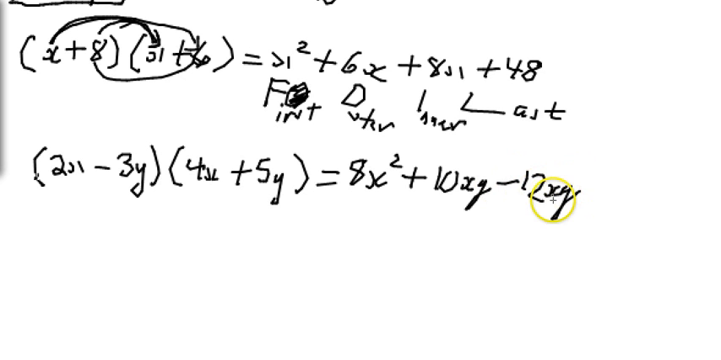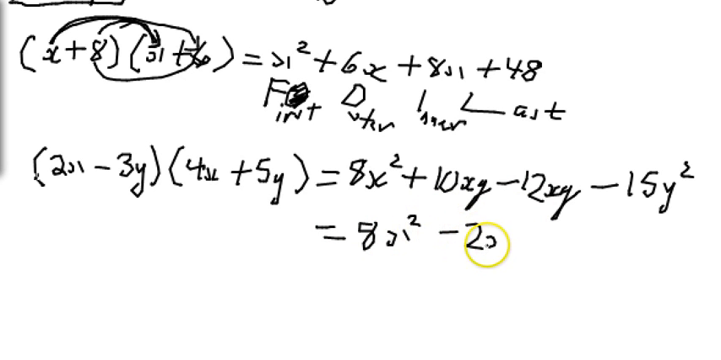And let's try and keep these in alphabetical order, so we won't go with xy and then yx. This way we know these are like terms. And the last product, negative 3y times 5y, is minus 15y squared. Now what will often happen most of the time is that you will be collecting together the outer and the inner. And so we end up with a trinomial, 8x squared minus 2xy minus 15y squared.